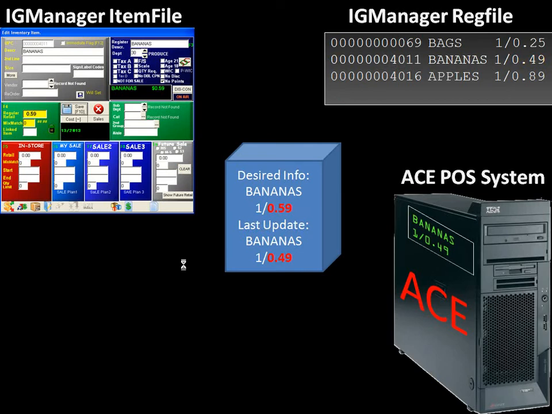So we look at that. We know we want it to be 59 cents. The last thing we sent was 49 cents. Uh-oh. They don't match. We have to change something. So now, since they don't match, we're going to make an update for the point of sale to change bananas to 59 cents. And then the item file in the register changes. And then we tell reg file the last thing I sent for bananas was 59 cents. So now everybody's back in sync and we know exactly what's going on.